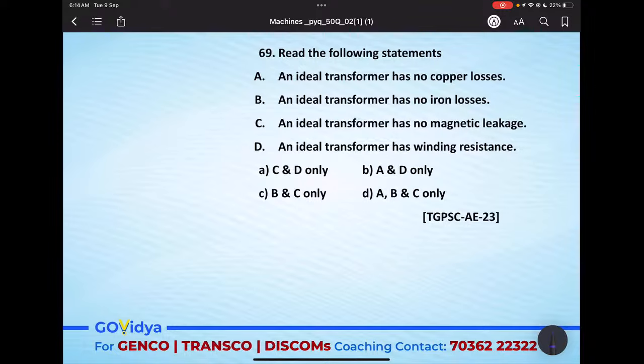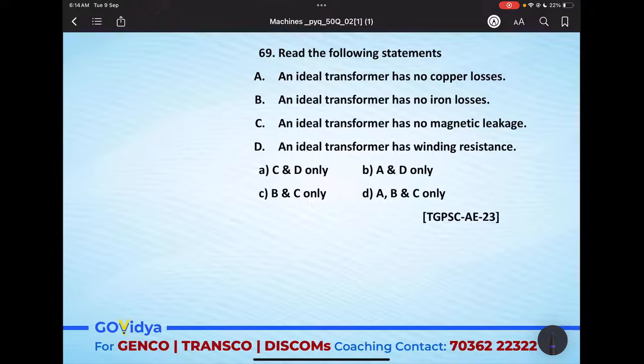The next question is about, read the following statements. They given different statements. We have to choose the correct statement from the given options. An ideal transformer has no copper losses. An ideal transformer has no iron losses. An ideal transformer has no magnetic leakage. An ideal transformer has winding resistance.